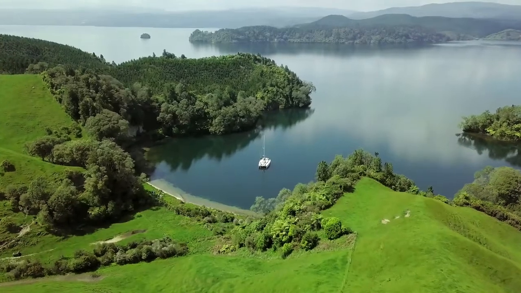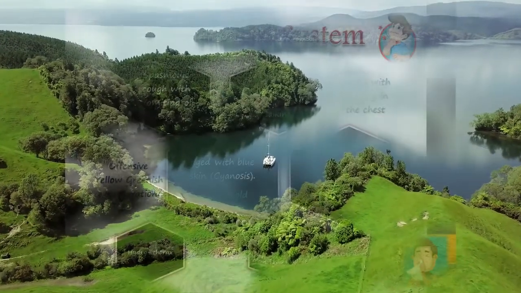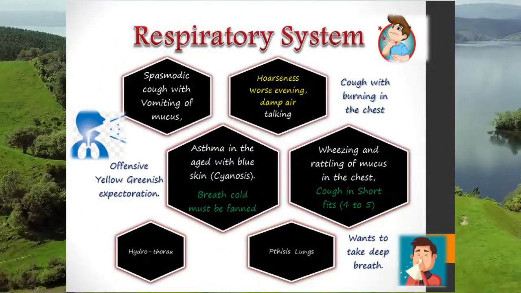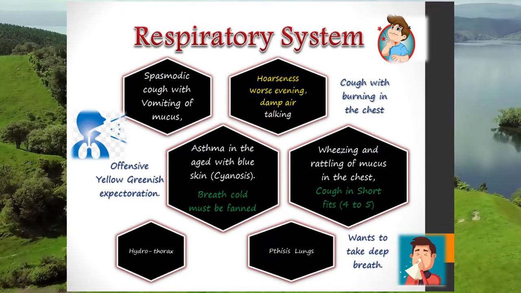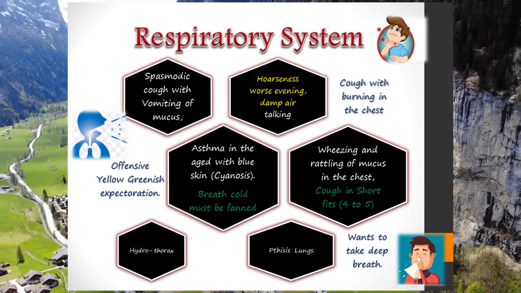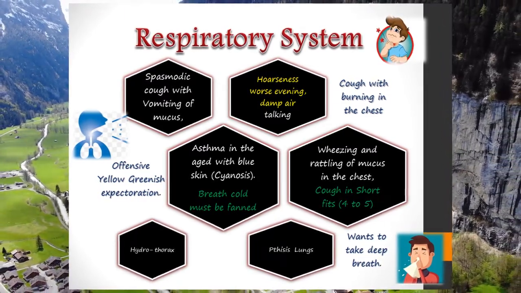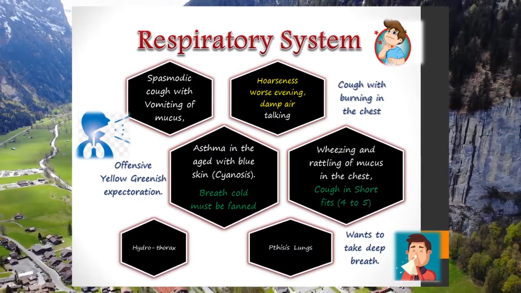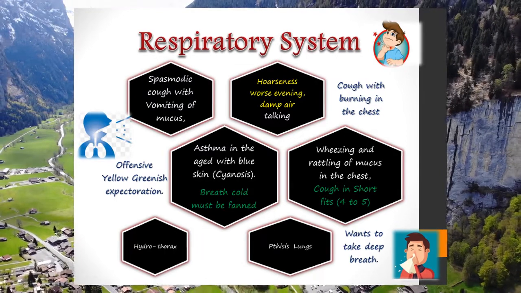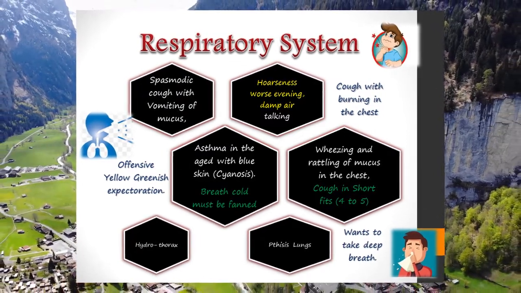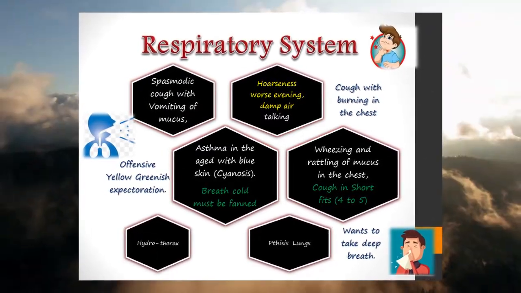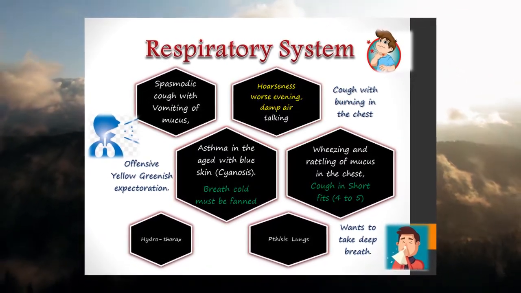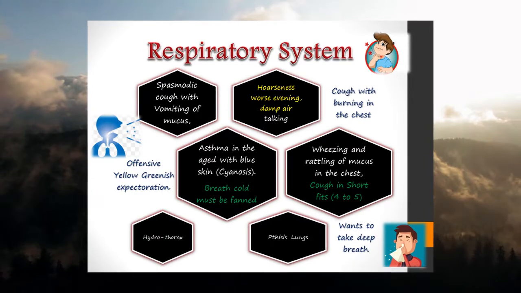On the next slide we will talk about the respiratory symptoms. Respiratory symptoms such as hoarseness, that is worse in the evening and in damp air. You can compare this with Causticum, that is worse in the morning, and obviously in Causticum talking also aggravates the hoarseness. Though hoarseness, a very good remedy is also Arum triphyllum or Drosera, that have hoarseness, which we should compare.